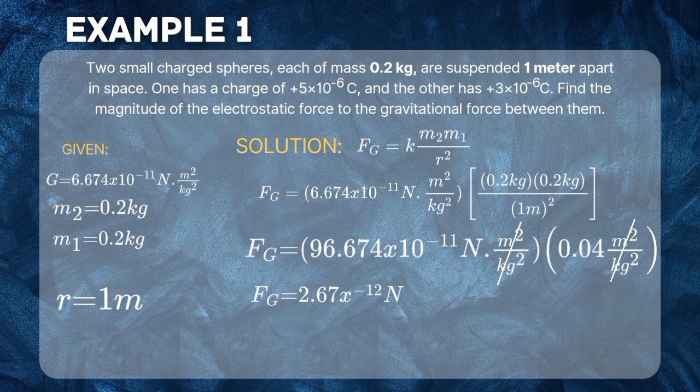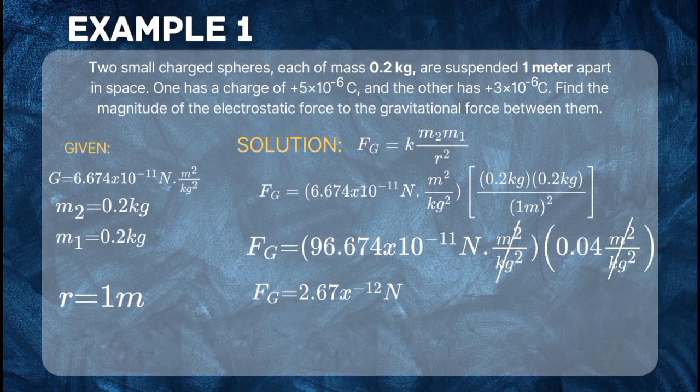For the gravitational force, we must use the formula of gravitational force. So F sub g is equal to the constant value of gravitational force times mass 2 and mass 1, which is 0.2 kilogram, over 1 meter squared. So if we multiply, square, and divide this fraction, we will come up with 0.04 times the constant value of gravity, which sums up to 2.67 times 10 to the negative 12 Newton.